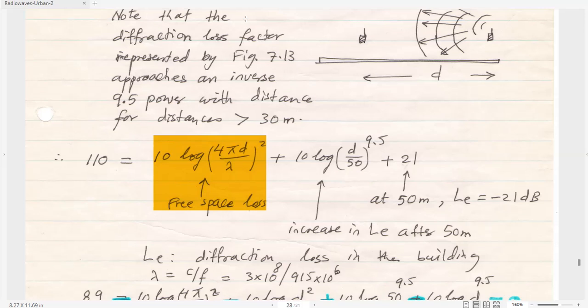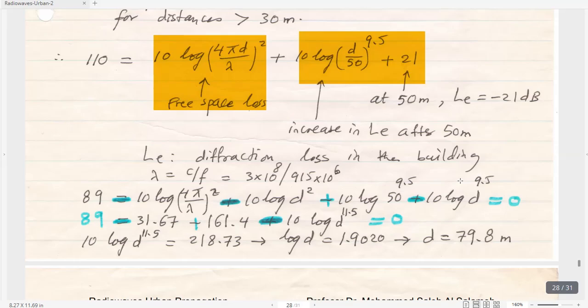So this is the loss at 50 meter, and this is the loss after the 50 meter, because we assume here that the distance is greater than 50 meter. If the distance obtained is less than 50 meter, our assumption will be wrong and we have to repeat the question. If the distance obtained is greater than 50 meter, then our assumption was okay. This is the total loss in excess of free space.